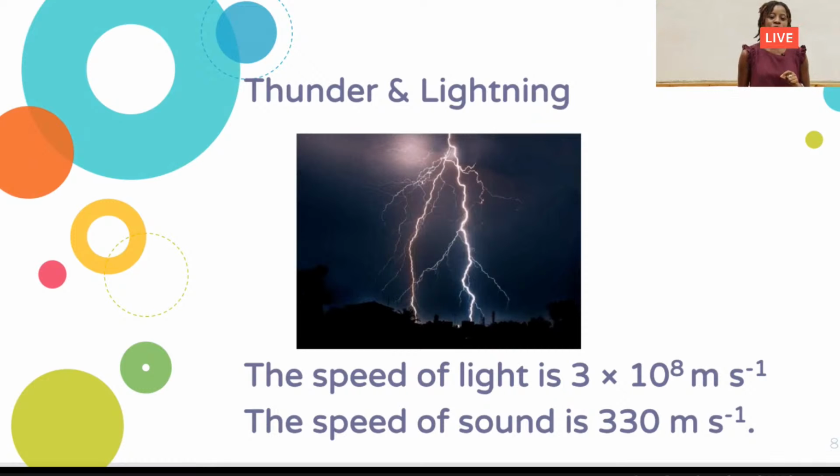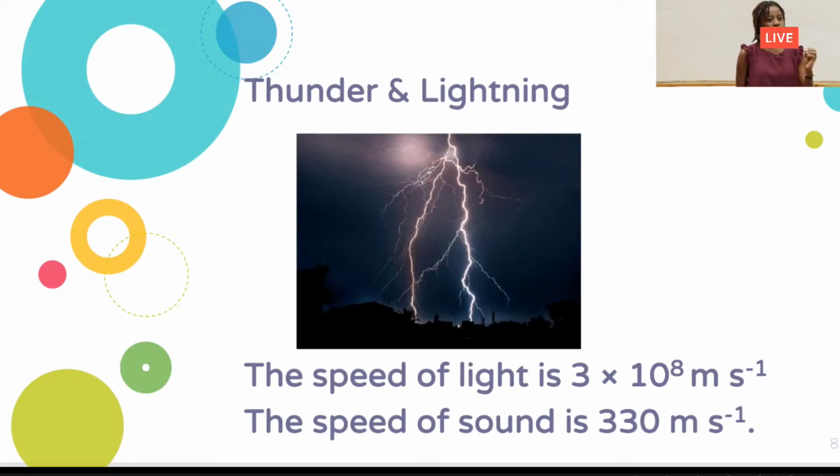Now light travels at approximately 3 by 10 to the 8 meters per second. And for the little ones to understand, that's 300 million meters per second. That's extremely fast. And for those of us who watch Flash, not even Flash can run that fast. And the speed of sound, however, is only 330 meters per second. That is tiny compared to Flash. So sound travels way slower than light does.